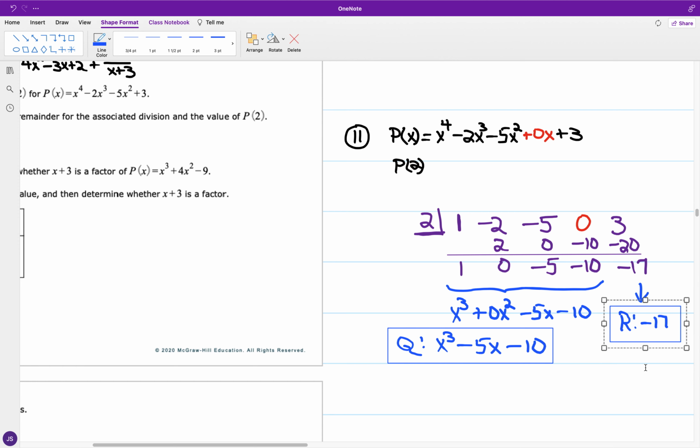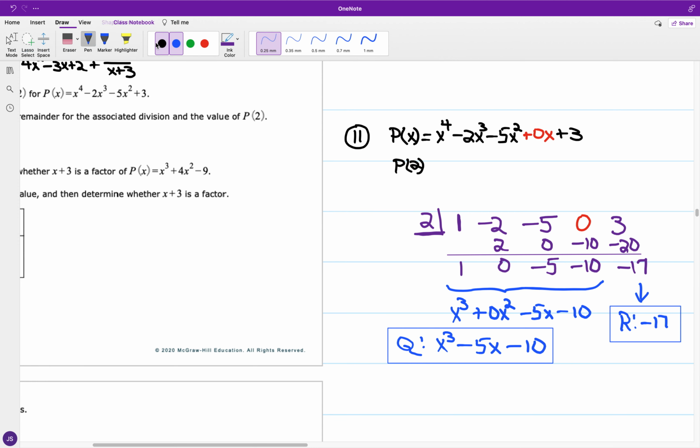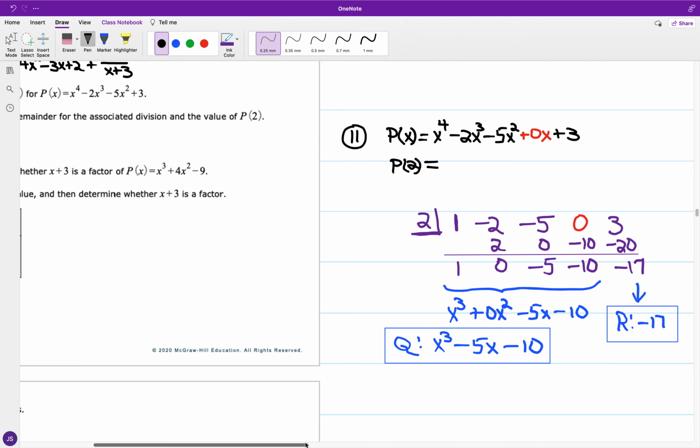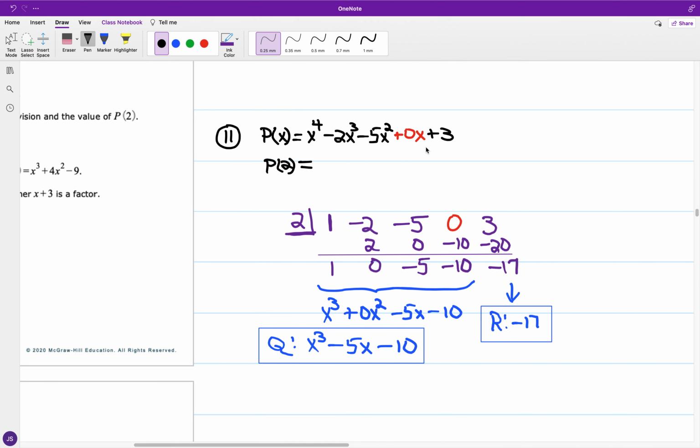And in terms of the value of p of 2, again, the remainder and the value of the function at the specified input will be one and the same.